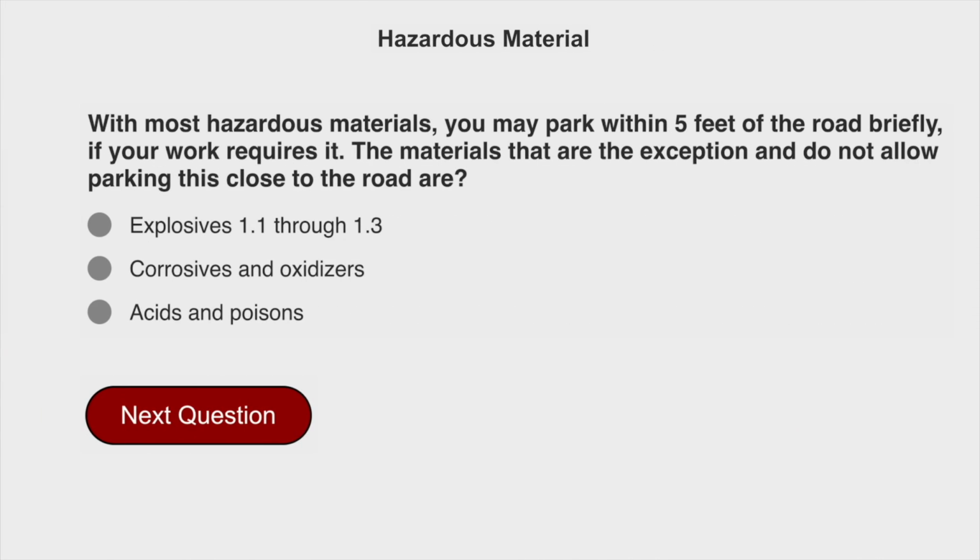With most hazardous materials, you may park within 5 feet of the road briefly if your work requires it. The materials that are the exception and do not allow parking this close to the road are explosives 1.1 through 1.3.